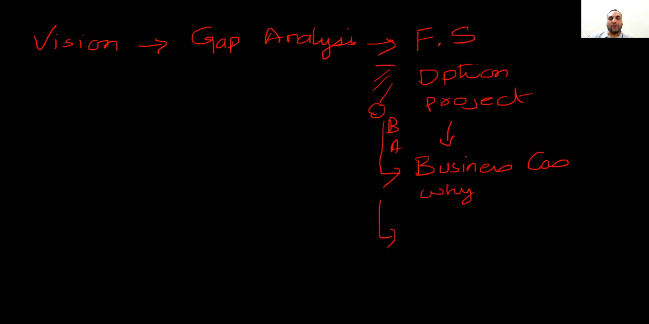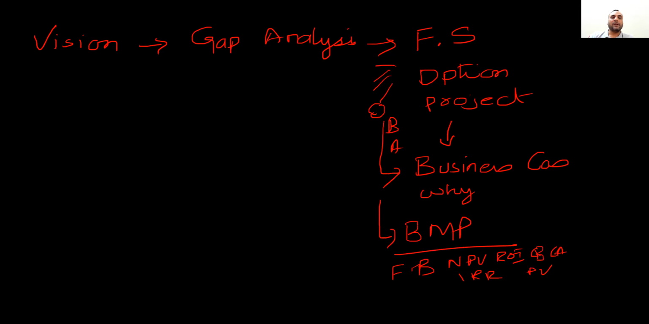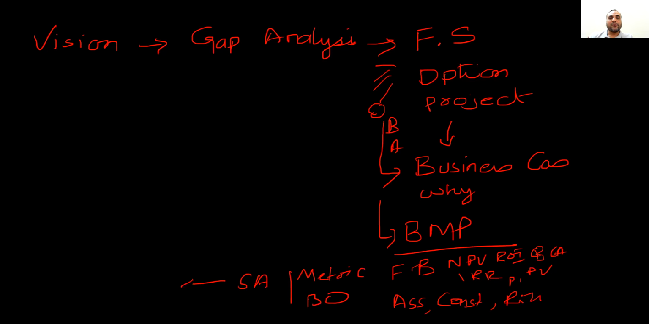Part of this, another document is created called the benefits management plan, which contains the financial benefits like NPV, ROI, cost benefit analysis, benefit to cost ratio, IRR, present value, and payback period. It also contains what? Assumptions, constraints, risk matrix, who is the benefit owner, and what will be the strategic alignment because of this project in our organizations. When three documents are prepared, then we hire a sponsor.